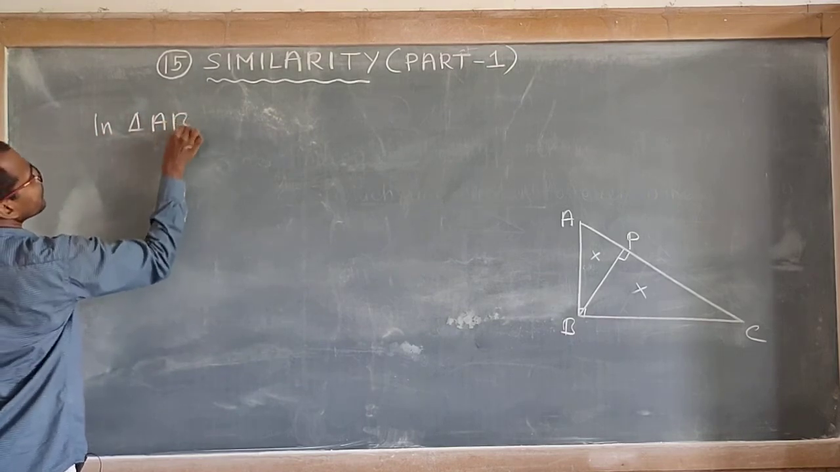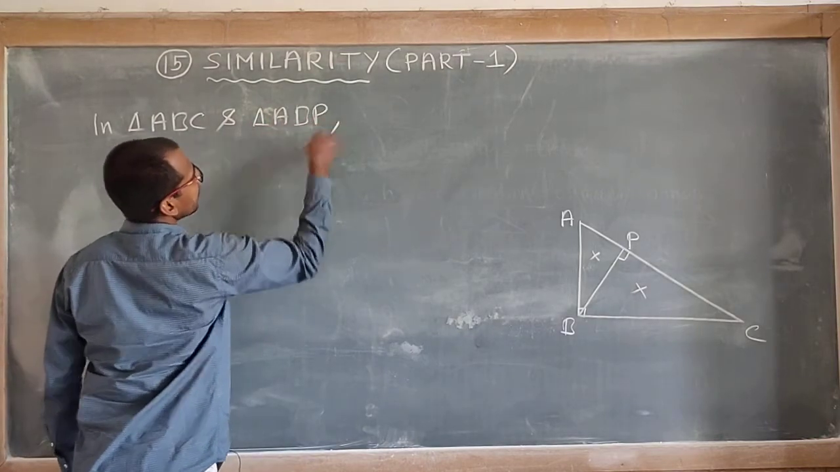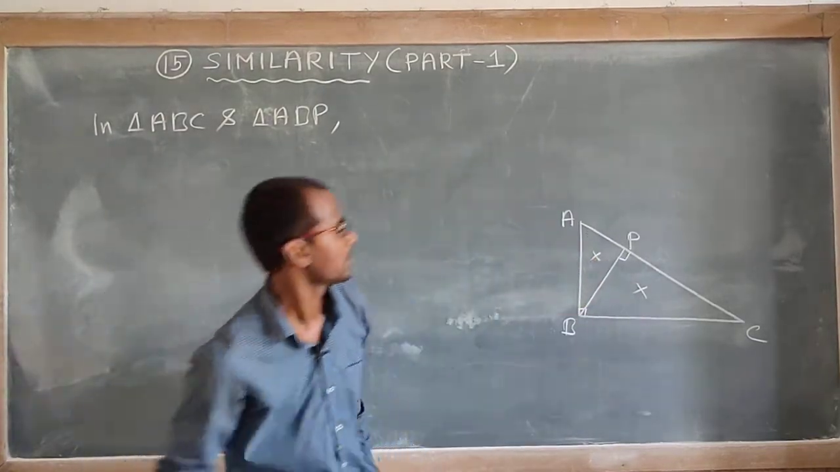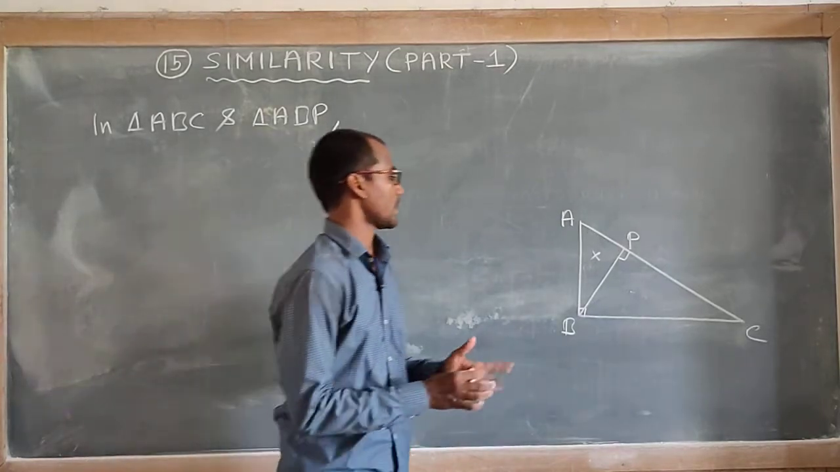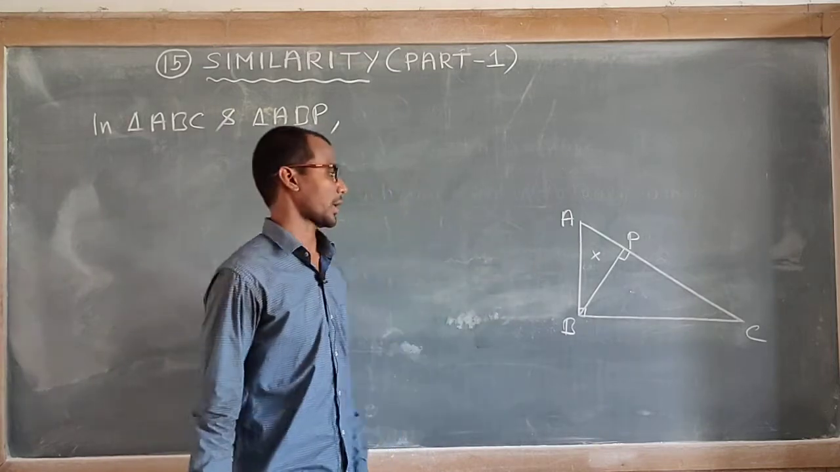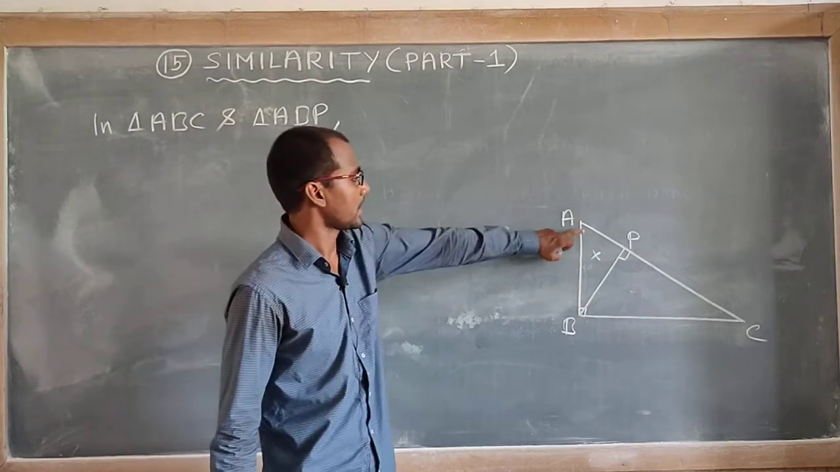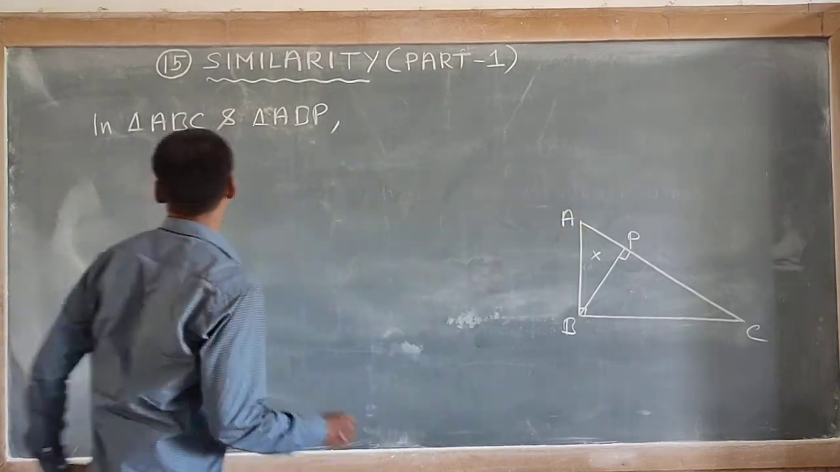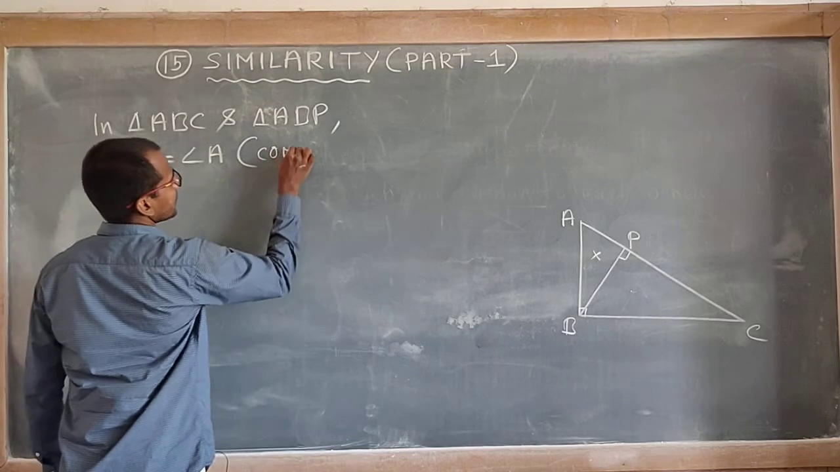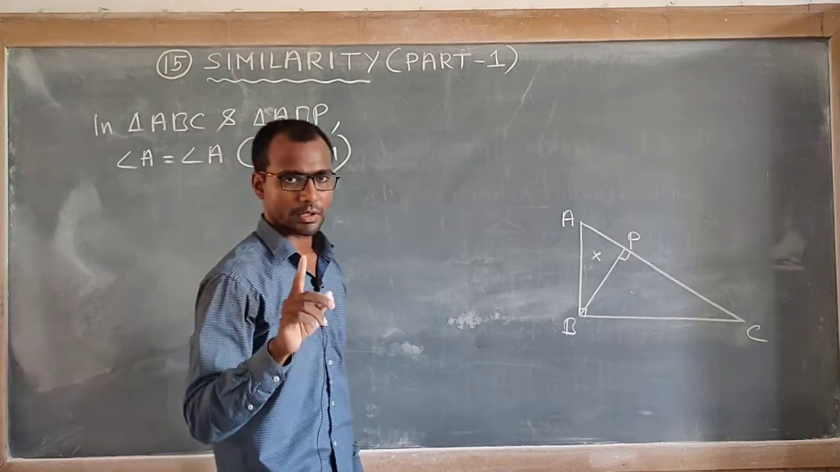In triangle ABC and triangle ABP, I am taking the big triangle and the small triangle ABP. I am going to prove similarity between these two triangles. Is there any angle common here in the big triangle and the small triangle? Yes, angle A is common. You can see angle A is common. So angle A is equal to angle A, which is common.